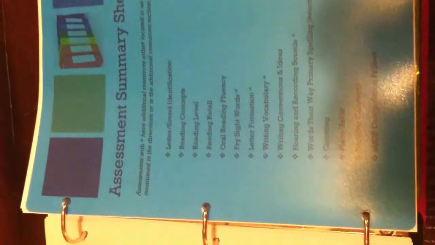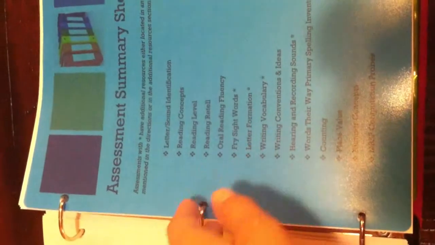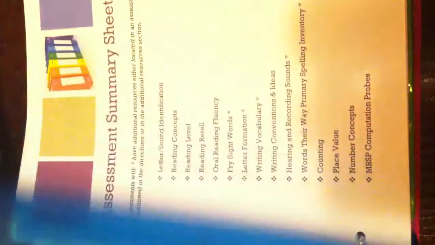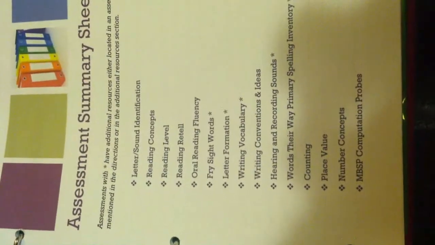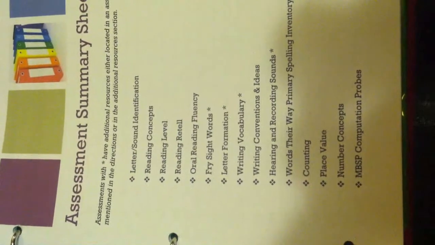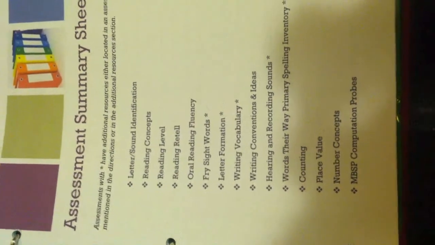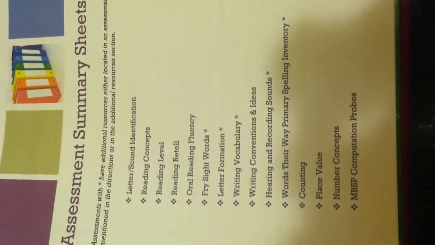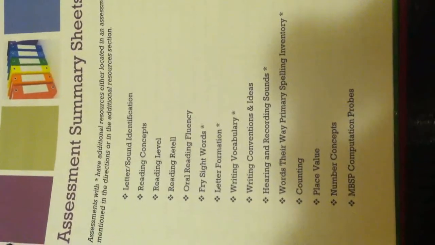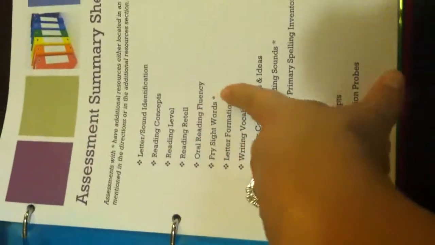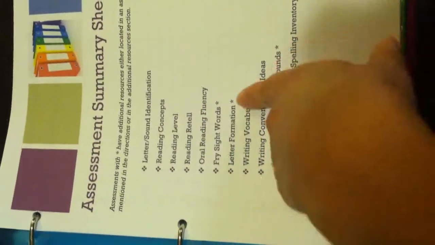So the next section is the actual assessment summary sheets. Since it is first grade, there aren't pencil and paper type assessments. They're all checklist based or using a kit of some sort. The different assessment summary sheets in here are letter sound identification, reading concepts, reading level, reading retell, oral reading fluency, Fry sight words, letter formation, writing vocabulary, writing conventions and ideas, hearing and recording sounds, Words Their Way primary spelling inventory, counting, place value, number concepts, and the MBSP computation probes. The asterisks just indicate that there are additional resources for those particular assessments.